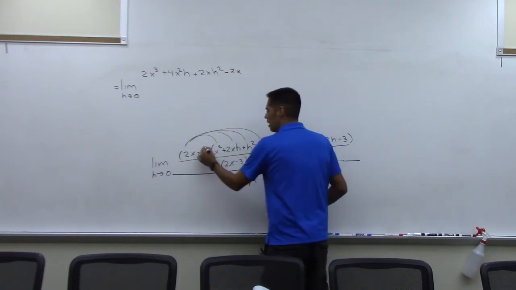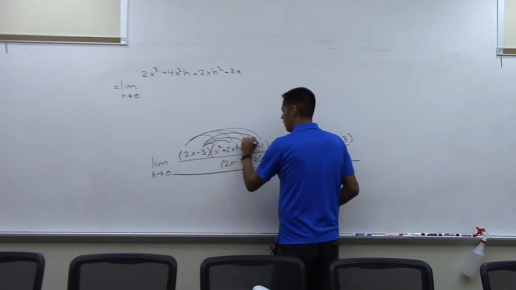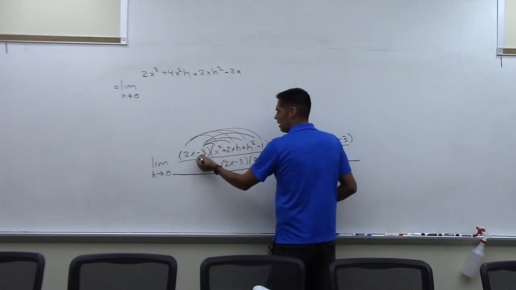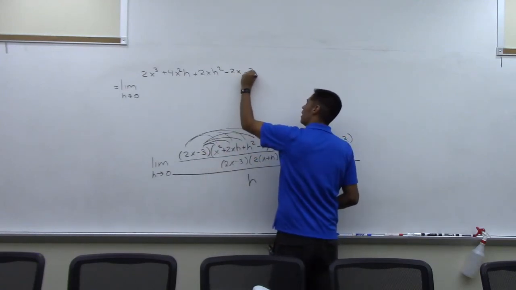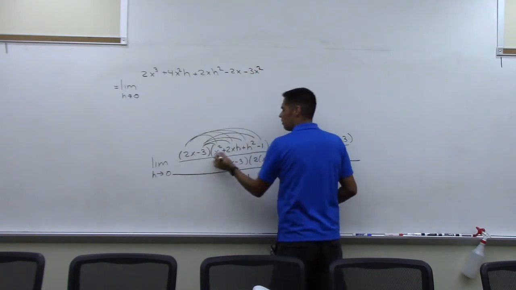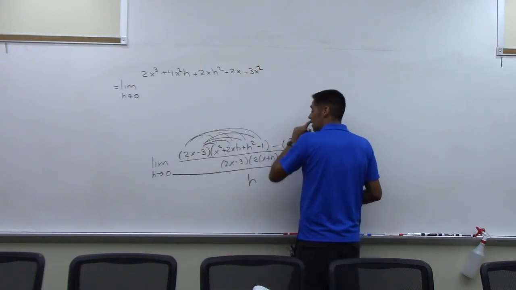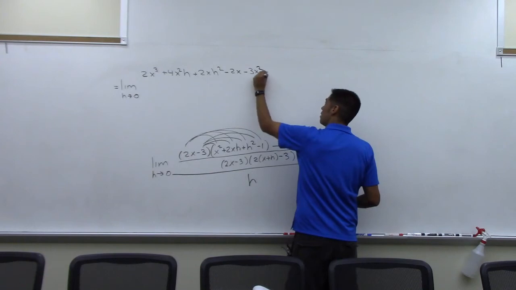Now the negative 3 has to pass through. So negative 3 times x squared is negative 3x squared. Negative 3 times 2xh is negative 6xh.